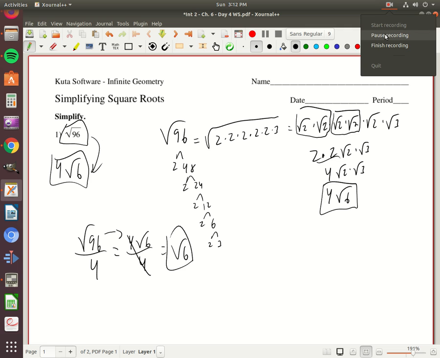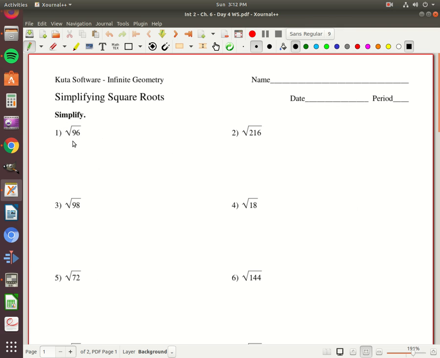So let me kind of pause this and set this. Again, here's how I would solve this one. And I know I already did this one, so I'm going to keep this one brief.